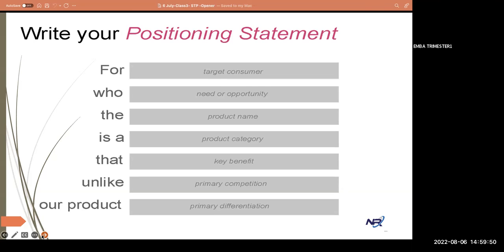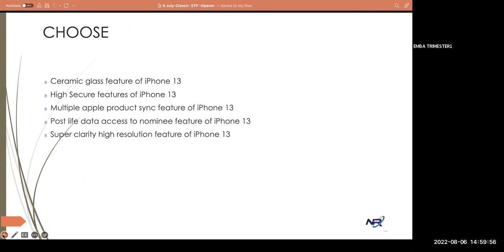So I want you guys to work on it. And that would be the end of segmentation, targeting, and positioning. Once I have done segmentation, targeting, and positioning, which is right now, if you have any questions, you should be able to ask me now. You are completely ready for doing your assignment.